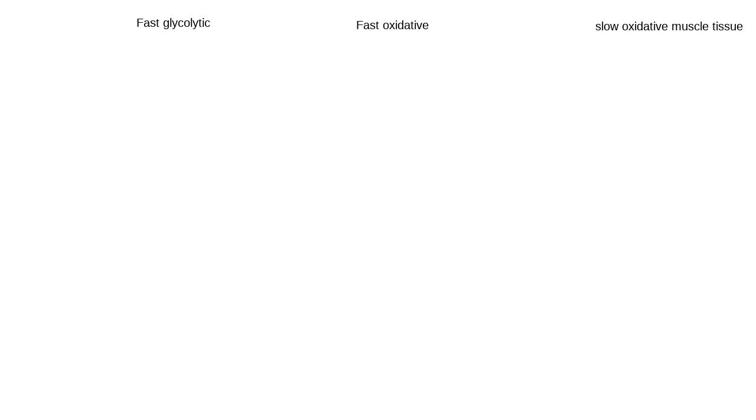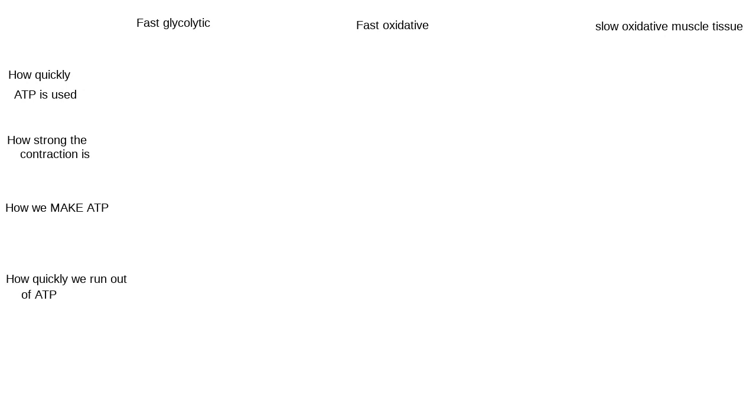Okay, so the first thing we're going to put on our table, how quickly ATP is used. And this one should be real easy for us to fill in. The next thing we're going to put on here is how strong the contraction is. Next, we're going to put how we make ATP. And then we're going to add how quickly we run out of ATP.